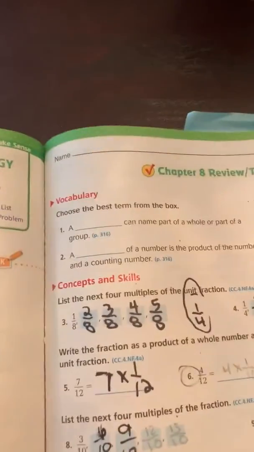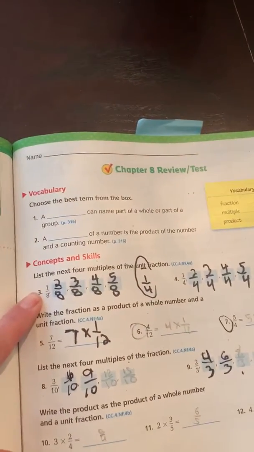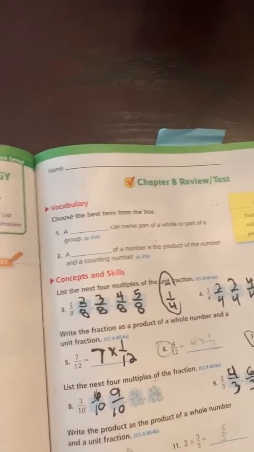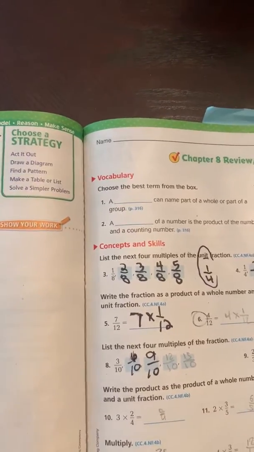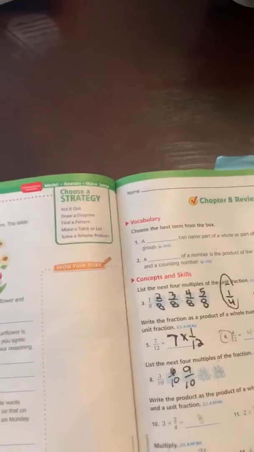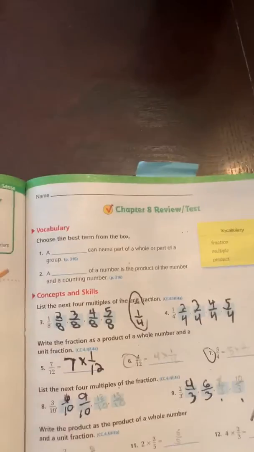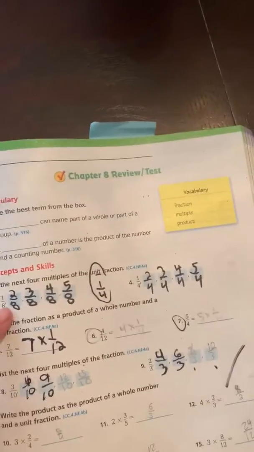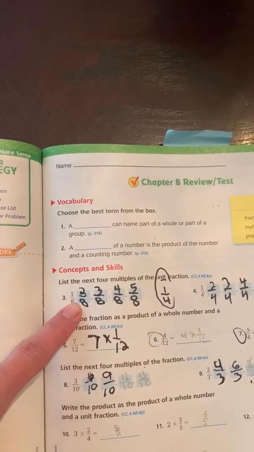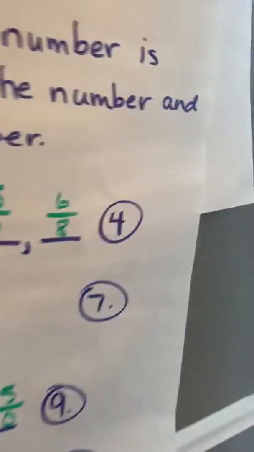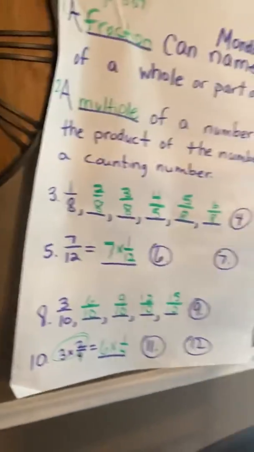So I did number 3, and it says to list the next 4 multiples of the unit fractions. And remember, a unit fraction is just one part of the whole. So the unit fraction for eighths is 1/8. The unit fraction for fourths is 1/4. The unit fraction for sevenths is 1/7. So for 1/8, if we were doing the next 4 multiples, we would just go 1/8, 2/8, 3/8, 4/8, 5/8. So do the same thing for number 4, which I left blank here. And then skip down to number 5. I'll show you an example of that one.